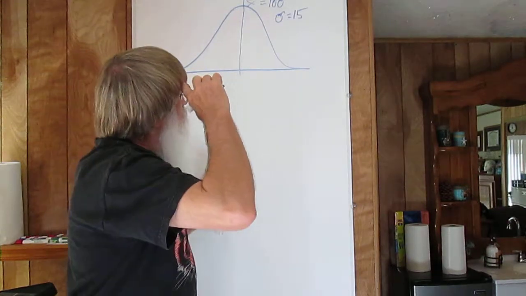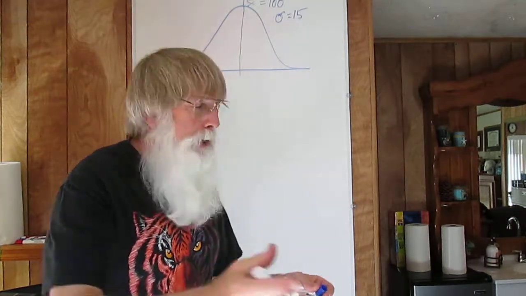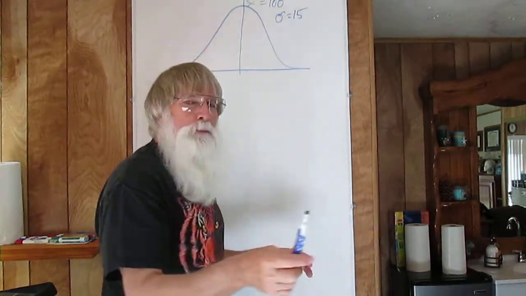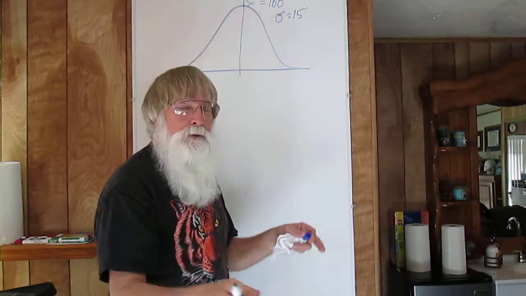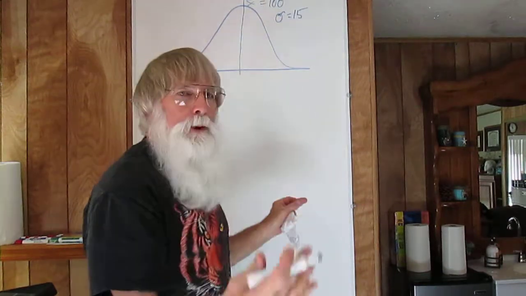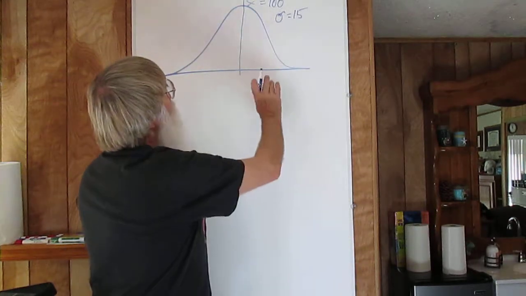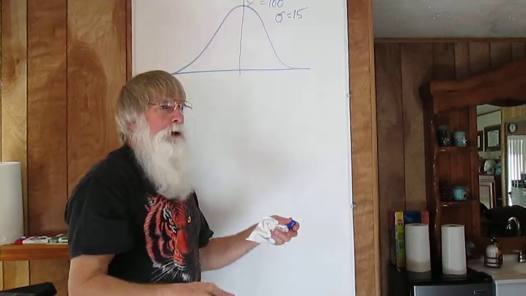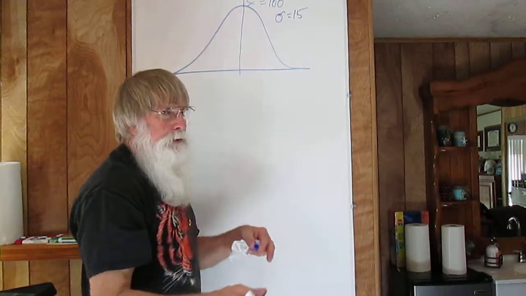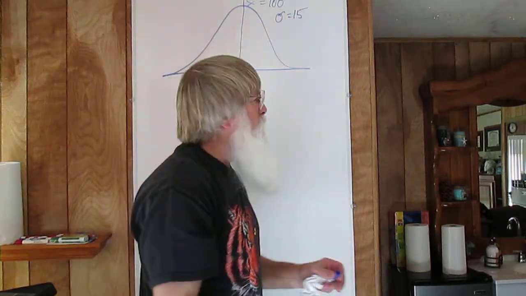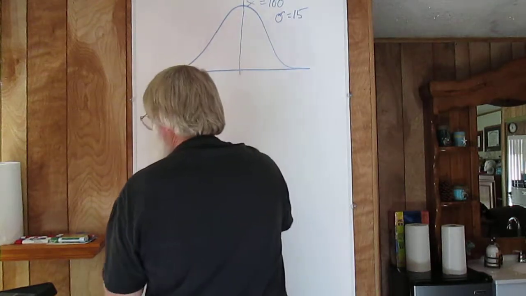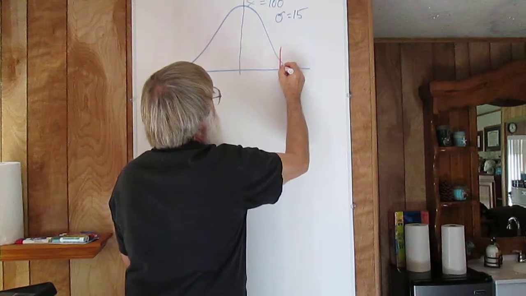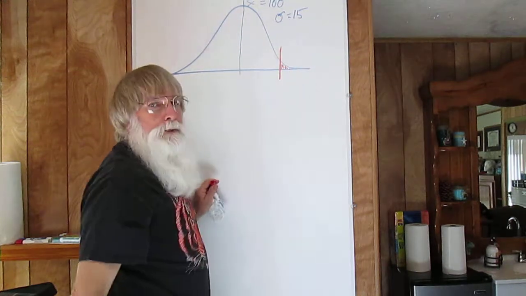Now, if I were to hypothesize that males in our class are taller than females in our class, and I'll do a demonstration of that for you later. If I were to hypothesize that males were taller, I would only be interested in this part of the curve. And if I were to say, I hypothesize that males in our class are taller than females, and that the difference would be statistically significant at the 0.05 level, I would put my entire level of significance on this side. Okay, this area here represents 5% of the data.